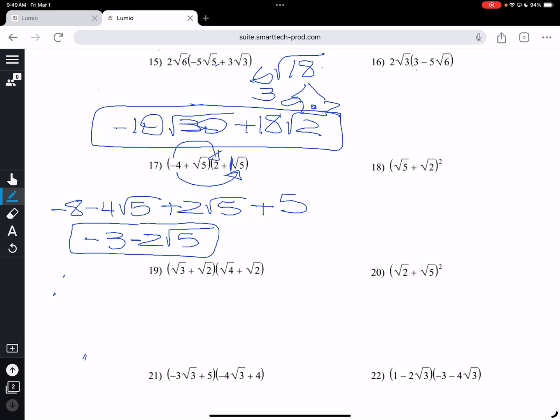All right. 19 is gonna have 4 clumpies. Nothing combines there. You may have to break some stuff down, but nothing combines.